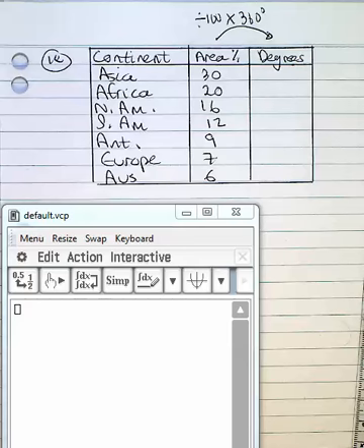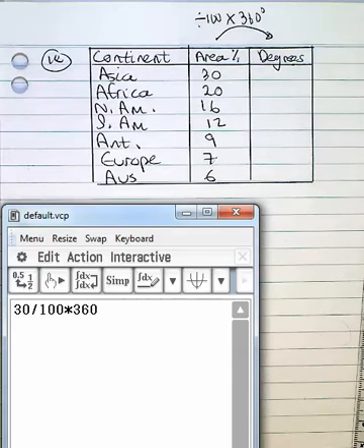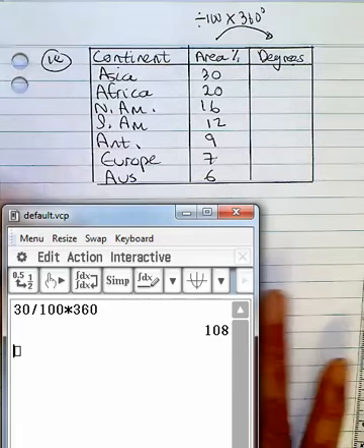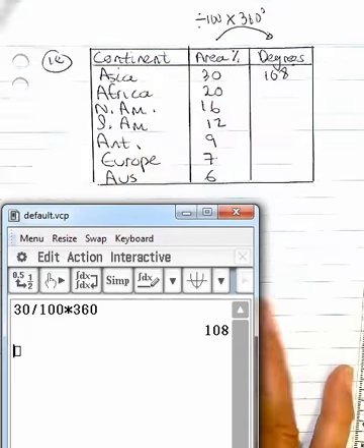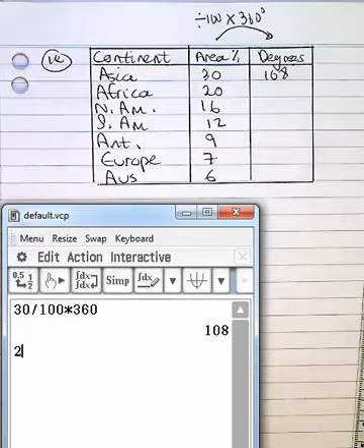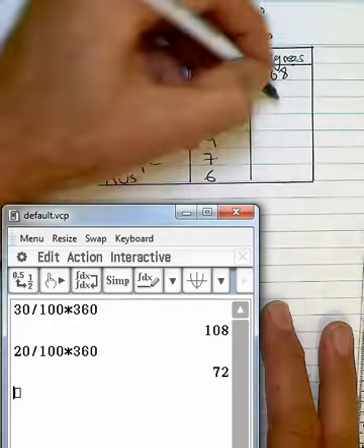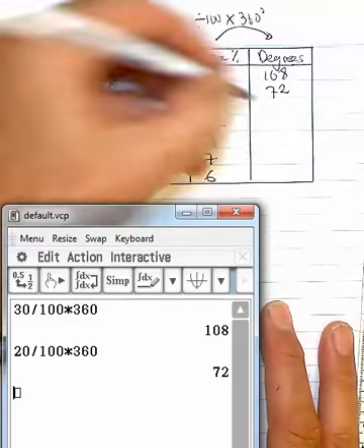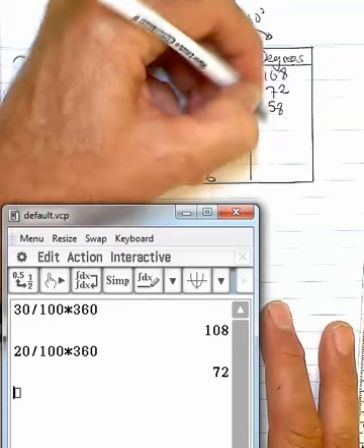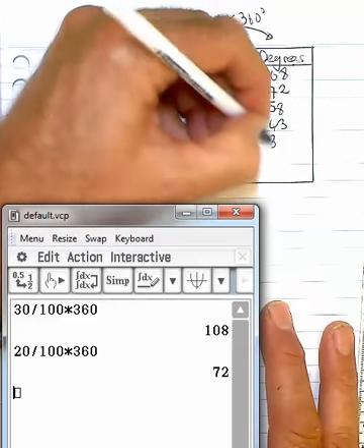So for Asia, 30 divided by 100 and then times 360 gives me a total of 108 degrees. For Africa, 20 divided by 100, converting it to a decimal from the percentage, times it by 360 in the circle, gives me a total of 72. Now, if you continue to do that down the list, we'll have the following angles.